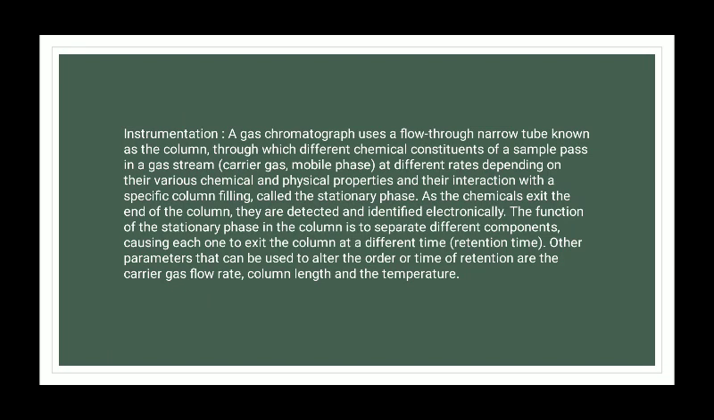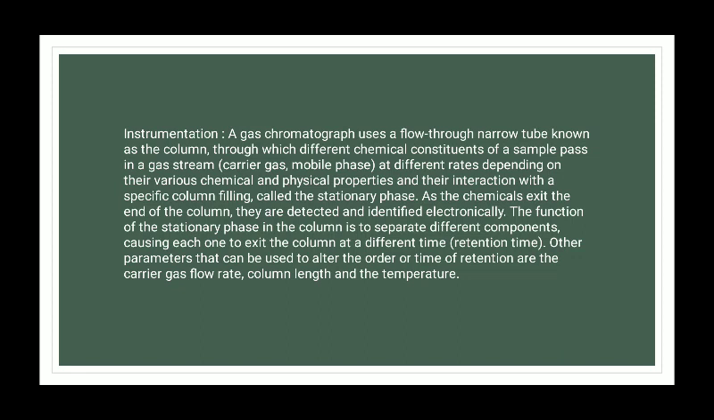A gas chromatograph uses a flow-through narrow tube known as the column, through which different chemical constituents of the sample pass in a gas stream, carrier gas, mobile phase, at different rates depending on their various chemical and physical properties and their interaction with a specific column filling called the stationary phase. As the chemicals exit the end of the column, they are detected and identified electronically.